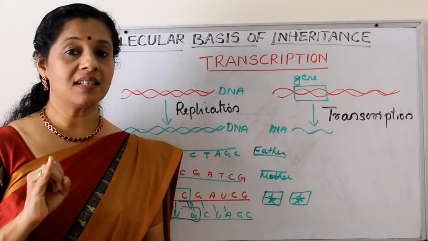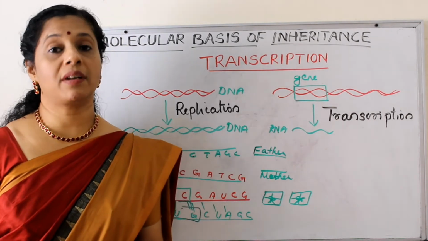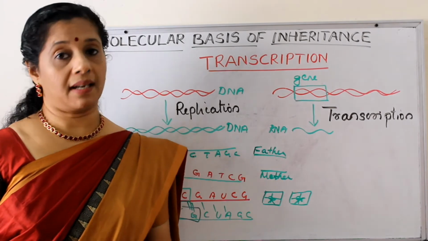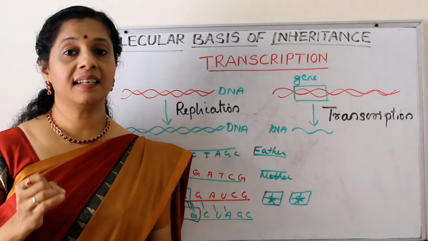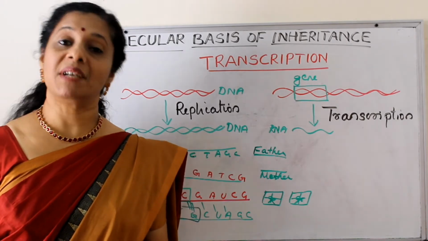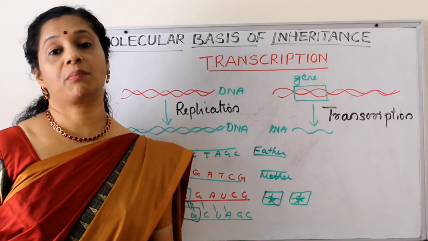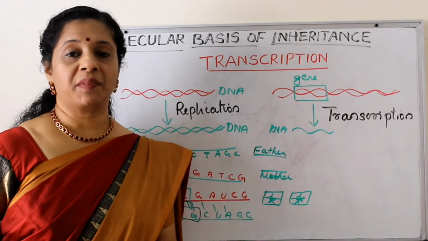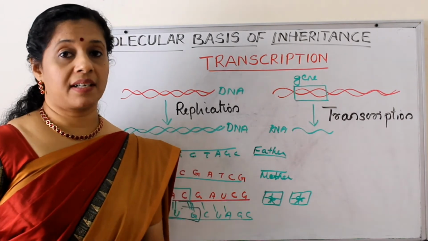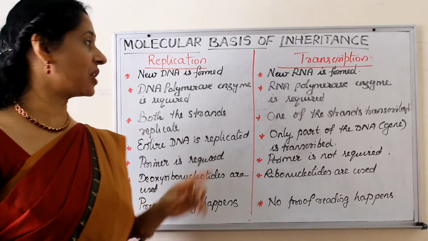So the first reason is, if both the strands are making RNA, they may code for two different proteins which will confuse the mechanism. Second thing, being complementary, the newly formed RNA may become a double-stranded RNA and it will not be able to go for translation or protein synthesis. Okay, now we will discuss other differences. So these are the differences between replication and transcription.